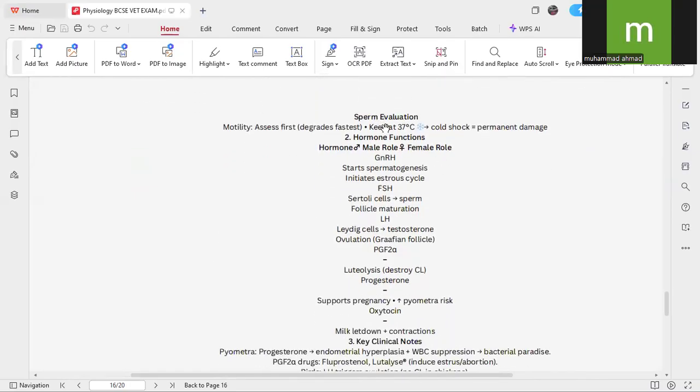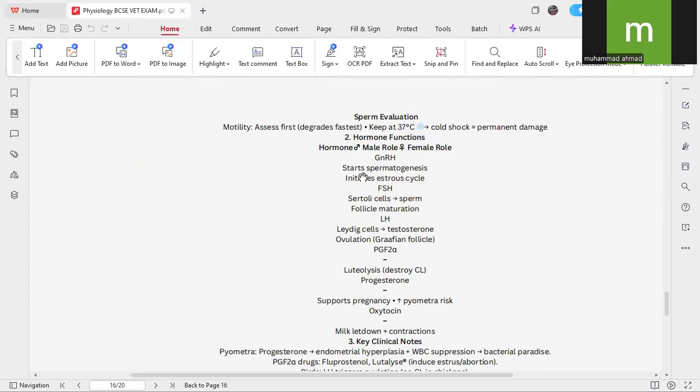So, sperm evaluation: motility. Whenever we have to check the sperm quality, we have to assess their motility first, because it degrades with time, and sperm should be stored at 37 centigrade. If there is a cold shock, it causes permanent damage.